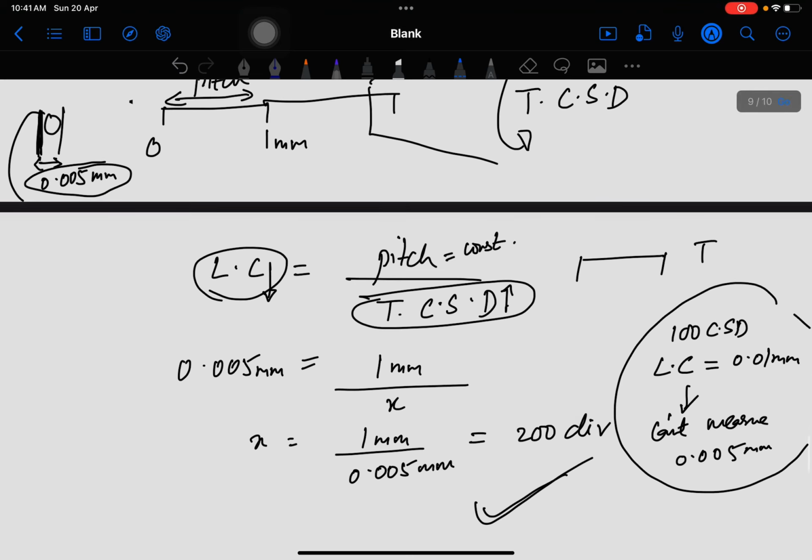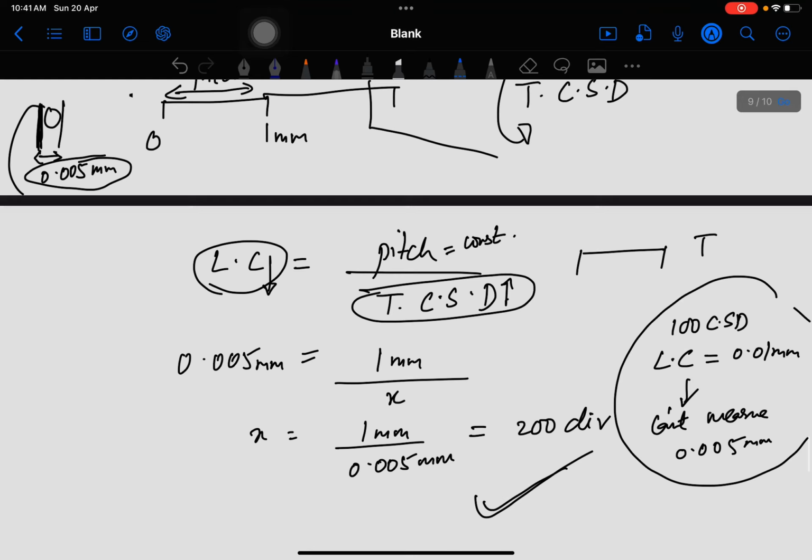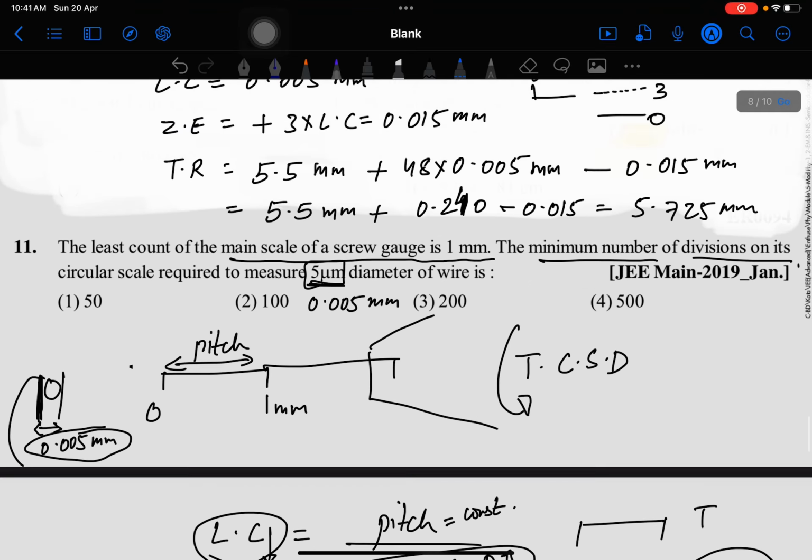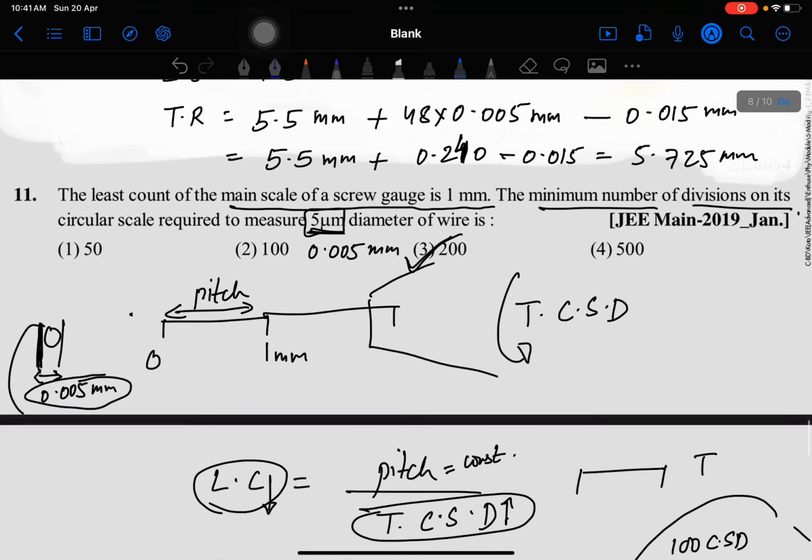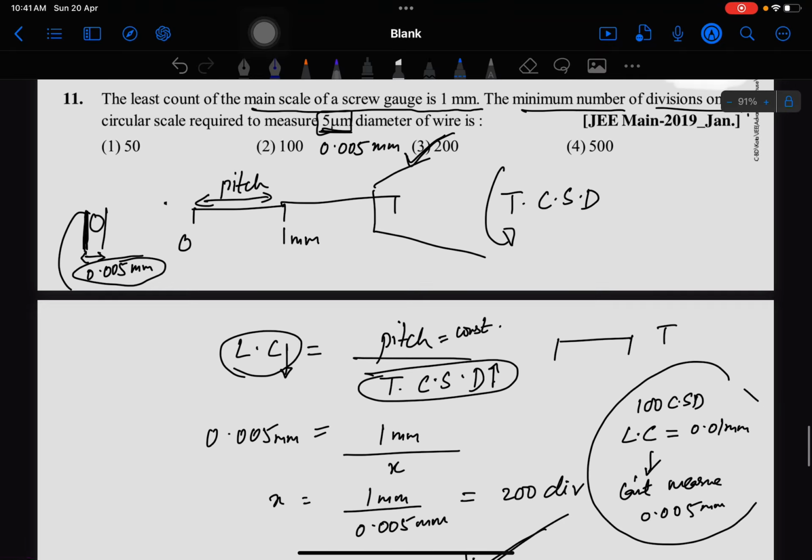So therefore this is the minimum number. 300 is also okay, 400 divisions also okay, but you want the minimum, right? So therefore this is the answer. Idea is clear?